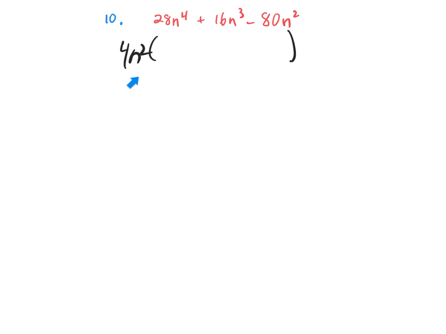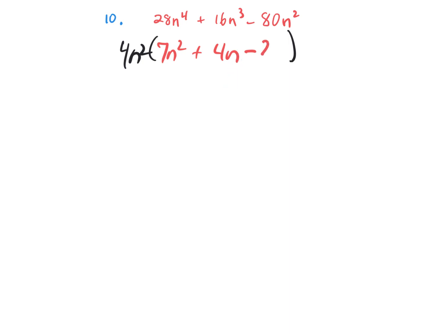And then what remains? After you factor out 4n squared from this term, you're left with 7n squared. When you divide 4n squared from this term, you're left with 4n. Minus, and then when you divide 4n squared from this term, you're left with 20.